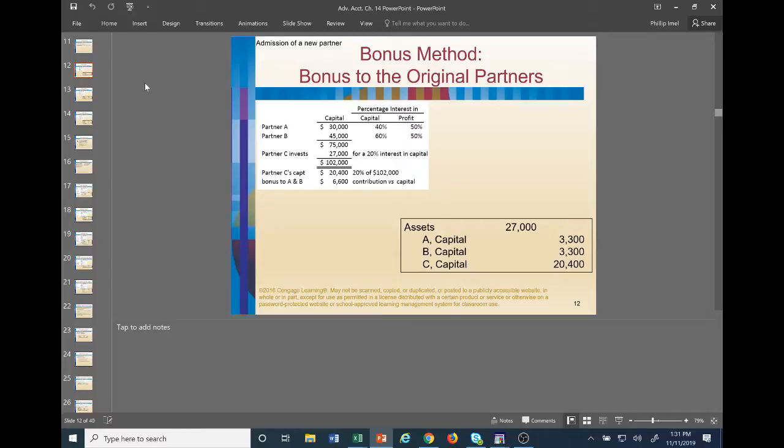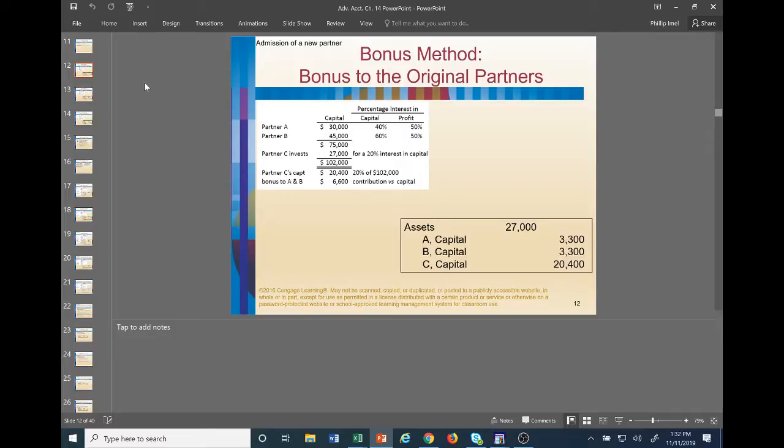So we can see the existing partners A and B here. Their capital balances are $30,000 and $40,000 respectively. The percentage interest in capital is 40% for A and 60% for B, and the profits are split at 50%. Now, this example, the original partners A and B's capital balances and percentage interest in capital and profit, is going to be used for the remaining examples through the duration of this chapter.